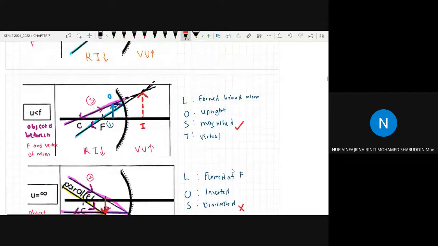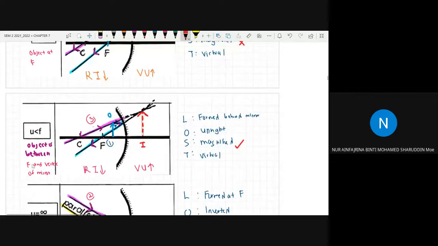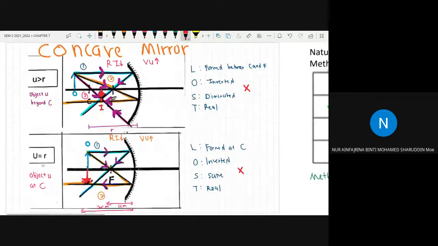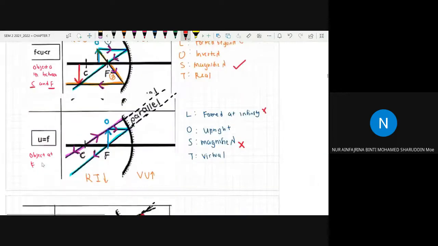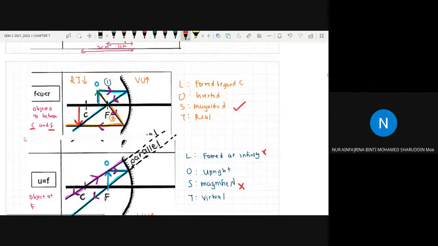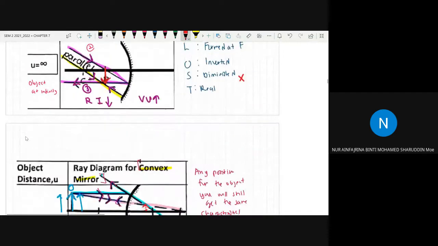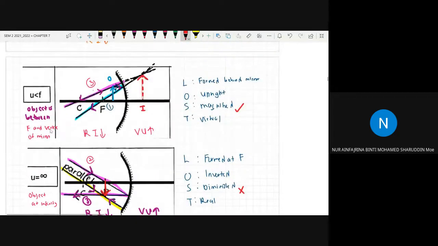So, which one you guys think? Objek between mana yang akan bagi magnified? Is it when your object is in between C and F, ataupun bila korang punya objek is between focal point and also vertex of the mirror? Which one? Anyone? Okay, Miss nak tanya. Kalau korang tengok shaving makeup mirror tu, korang akan dapat real image ke virtual image? Semua orang try tulis dekat chat box.